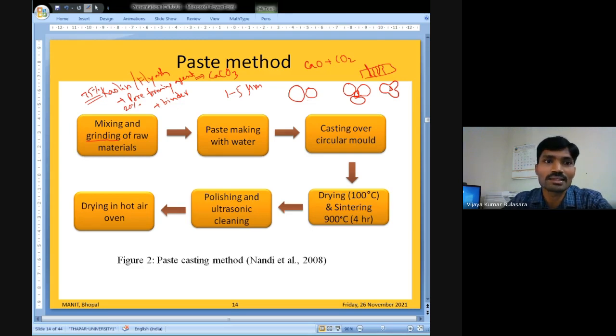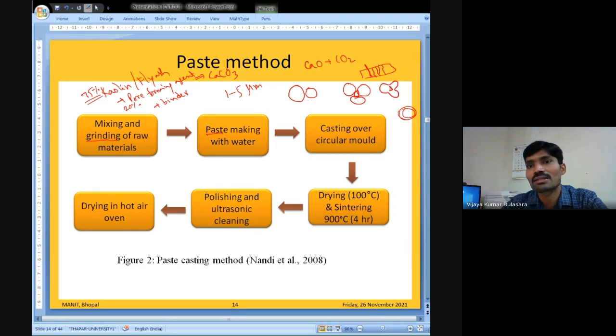So we mix the raw materials, where the major or principal raw material is kaolin or fly ash. Then some additives are used, a pore forming agent like calcium carbonate or sodium carbonate or magnesium carbonate. So that can be used as pore forming agent. Nowadays people are also using some carbon materials as pore forming agents. Okay, then paste making with addition of water. So we add a small amount of water to make a thick and uniform paste to the raw material powder after grinding. Then this paste is cast over molds, because here we are making circular disc type membranes. So the mold also will be circular in shape.